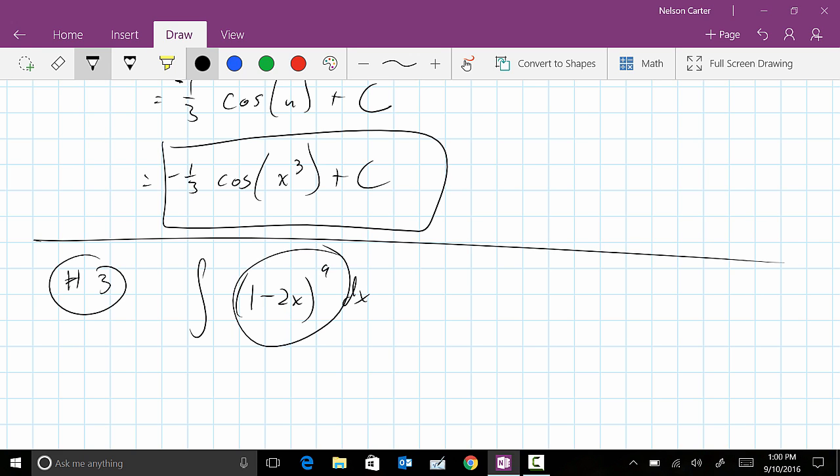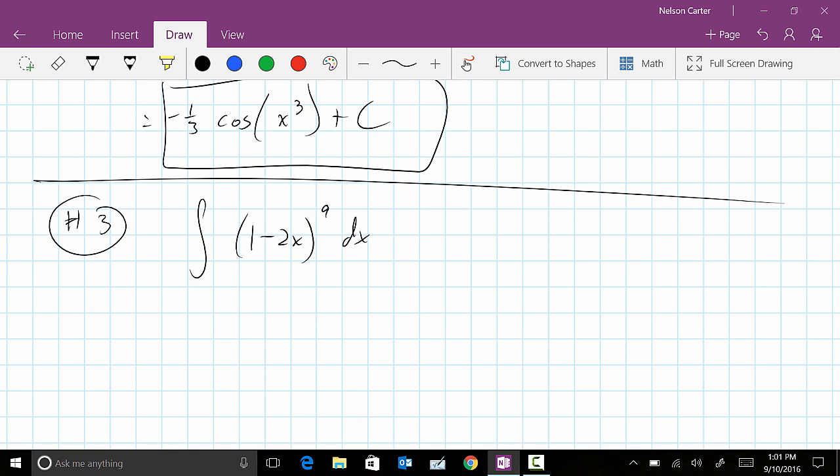Okay, certainly you can expand this if you like. I mean, that's going to be really involved though. Even if you use the binomial theorem and use coefficients coming from Pascal's triangle, it's still going to be pretty involved. It's going to take a long time to expand the whole thing. So let's just use a u-substitution.